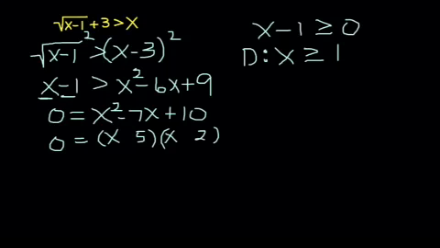5 times 2 is 10. 5 plus 2 is 7. They're both negative because of the sign in front of the 7. And then if you remember, each factor has to be equal to 0.